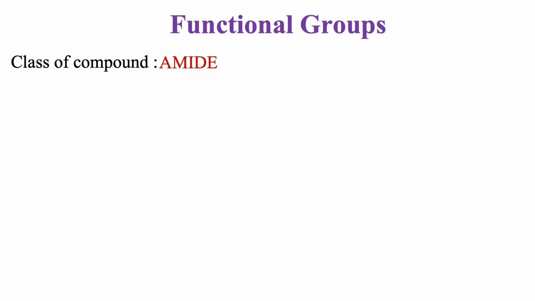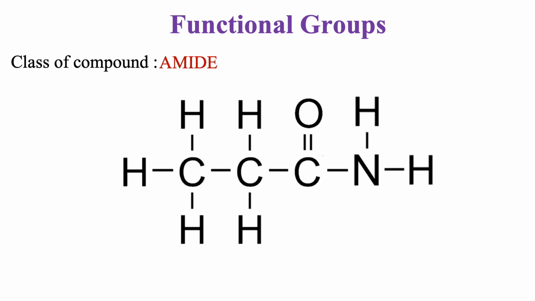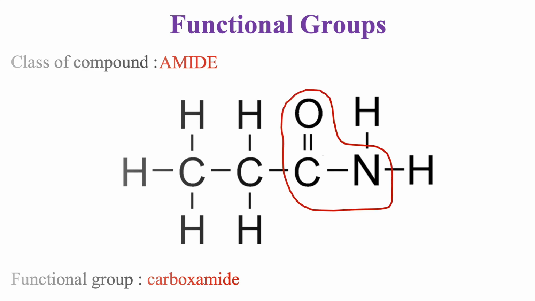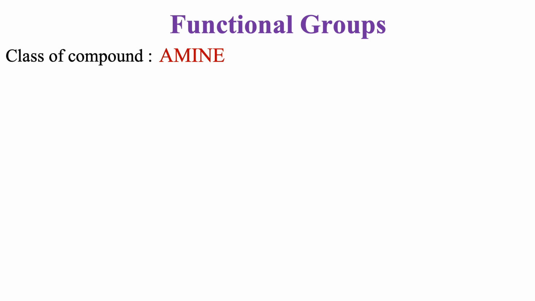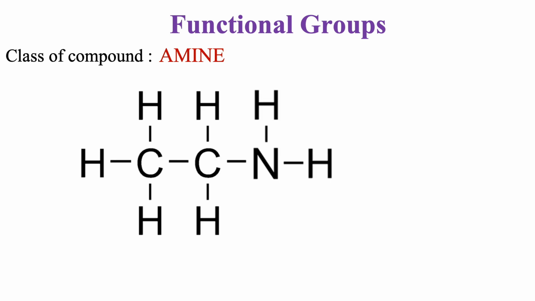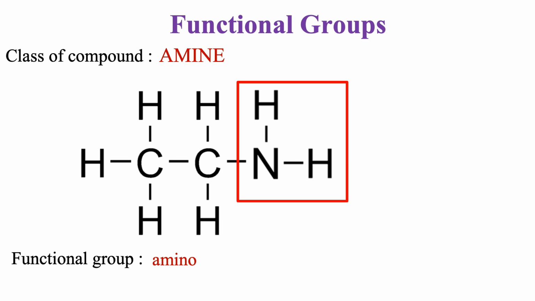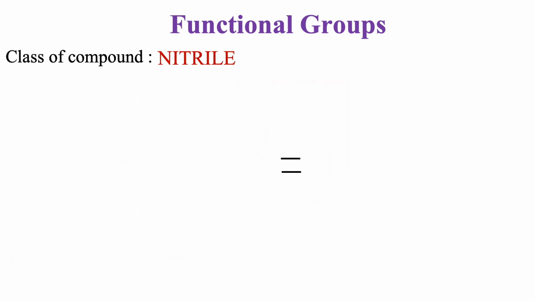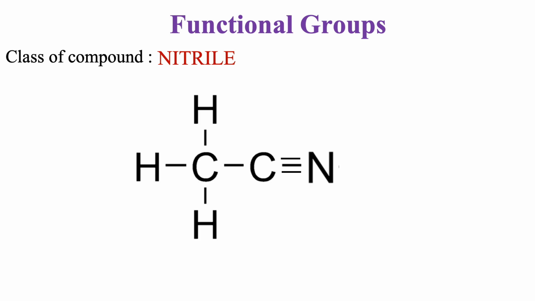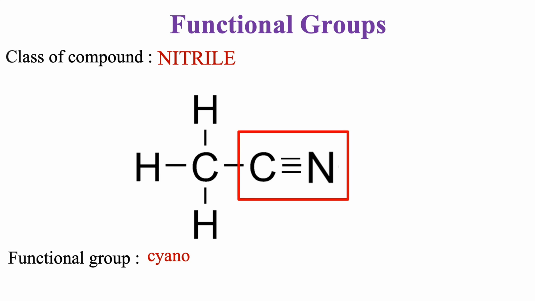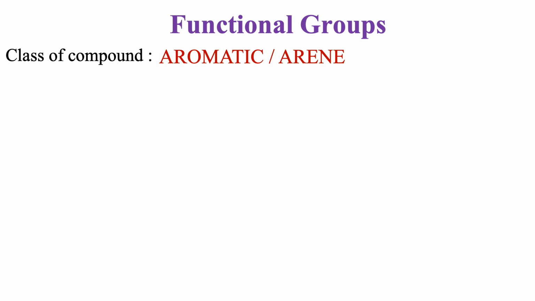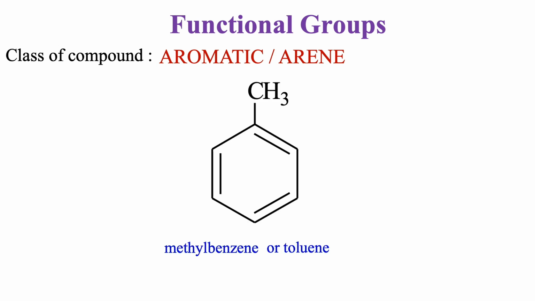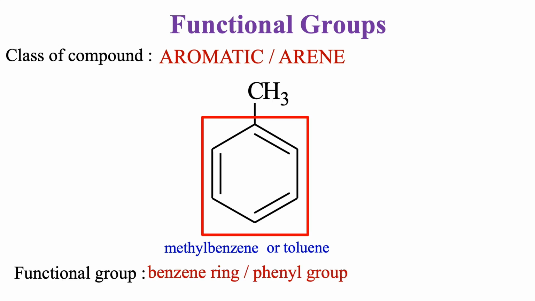The next class of compound is amide. This is an example of an amide compound. The functional group is known as carboxamide. The next class of compound is amine. This is an example of an amine compound, and the functional group is known as amino. The next class of compound is nitrile. This is an example of a nitrile compound, and the functional group is known as cyano. And the last class of compound is known as aromatic or arene. This is an example of an aromatic or arene compound, with the functional group known as the benzene ring or phenyl group.